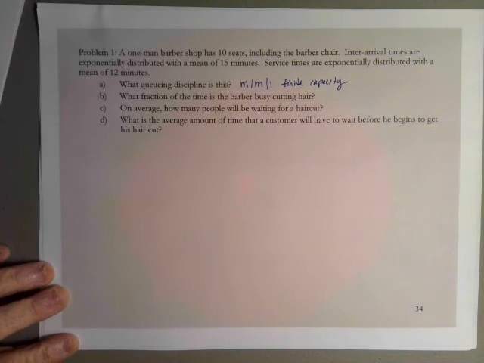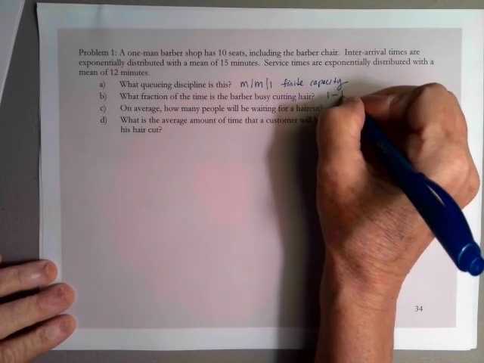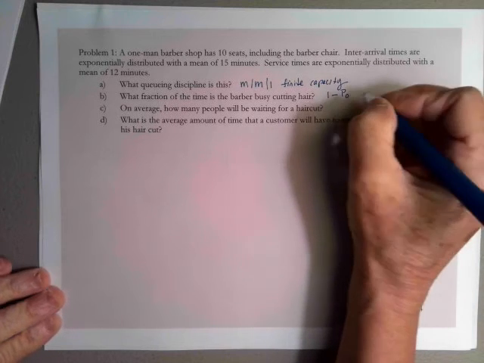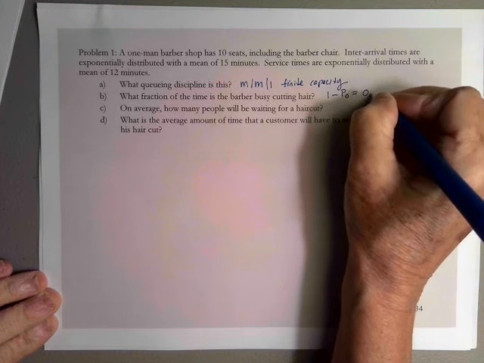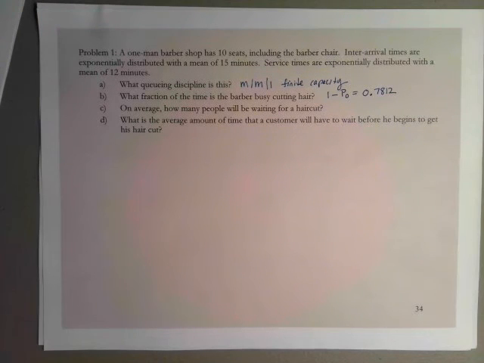It says, what fraction of the time is the barber busy cutting hair? So if he's idle with a probability of P0, the fraction of the time that the barber is busy is going to be 1 minus P0. And if you do this right, you should get the following value, 0.7812. All I'm going to do is give the answers here for these two problems. I'd like you to verify that you got the answers. If you don't get the same answers, then contact me or go on Piazza and ask a peer.